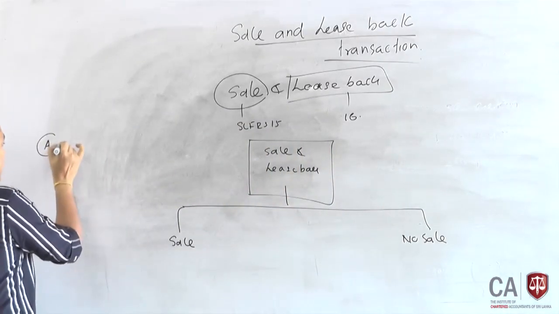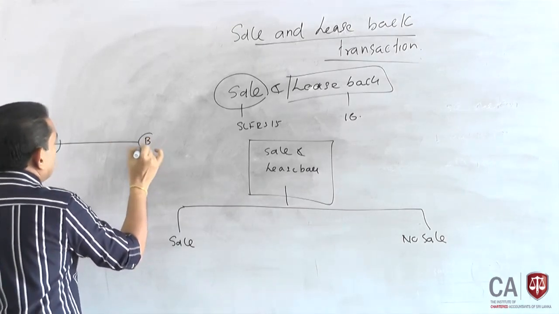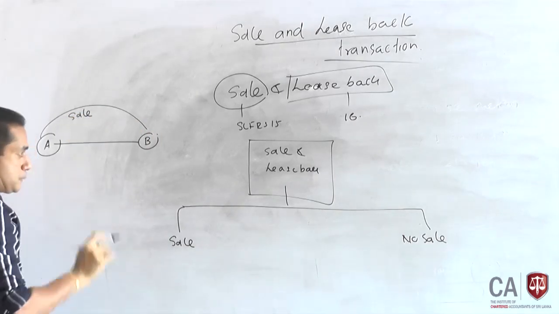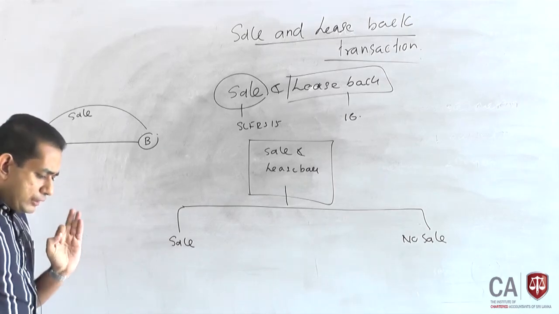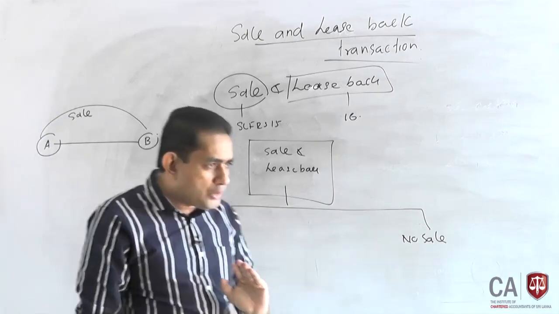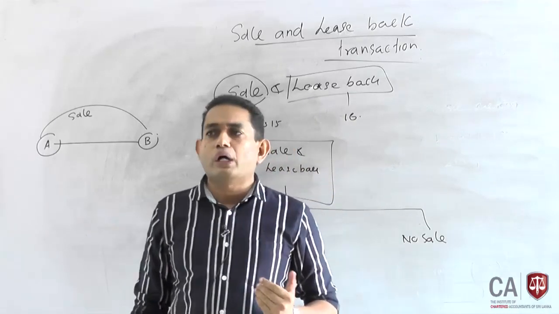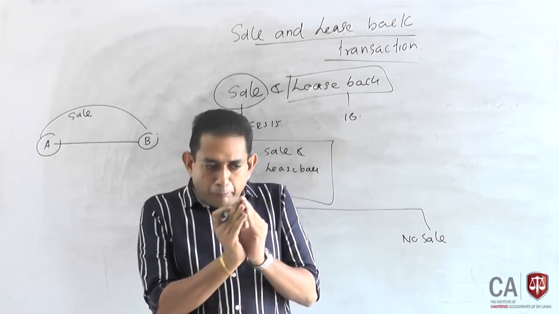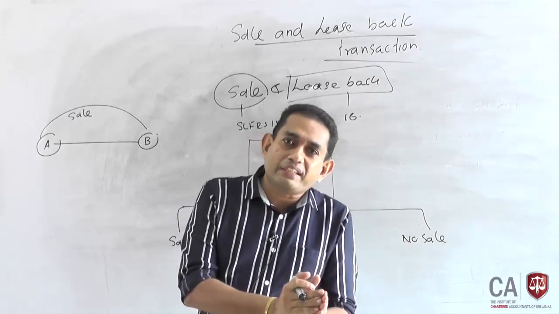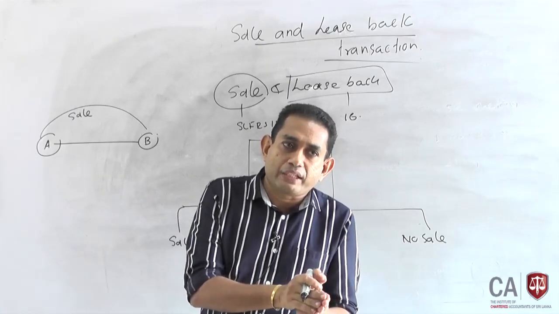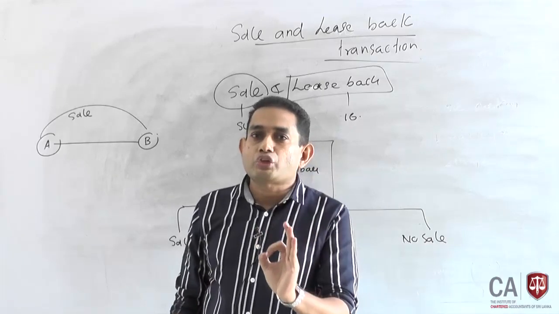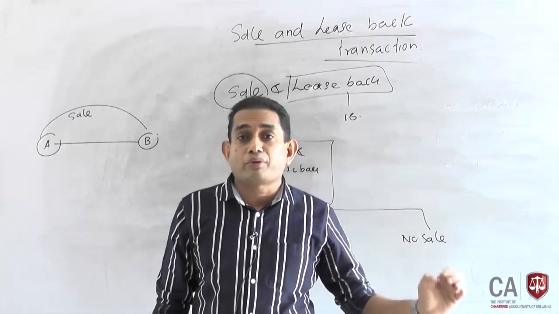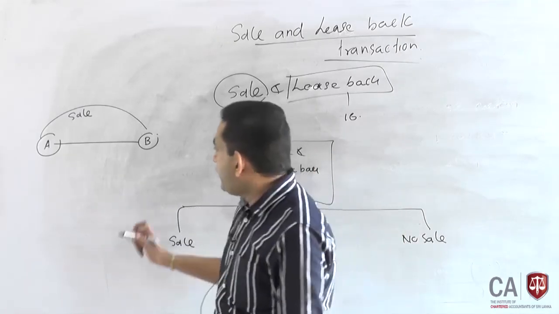Say seller is A, buyer is B. It is a sale transaction that should occur first. For the sale to be a genuine commercial sale transaction, what should be the requirement to be satisfied? If it is a sale, make sure the performance obligations have been satisfied. So, how do we know the performance obligations were satisfied? For the performance obligations to be satisfied under SLFRS 15, control of the asset would have passed from the seller to the buyer. Control has passed.